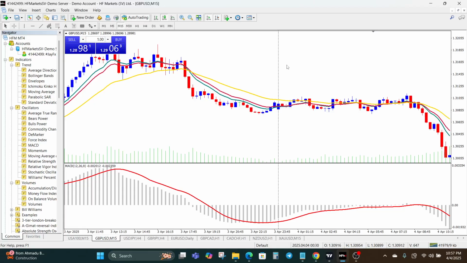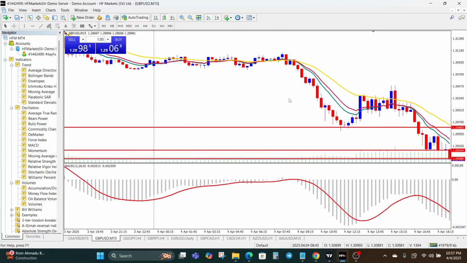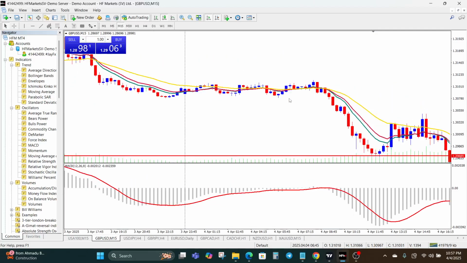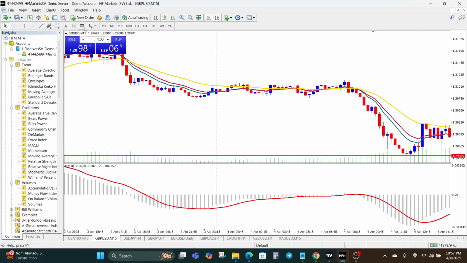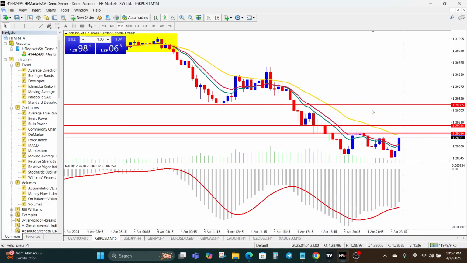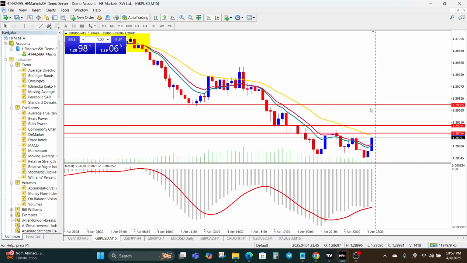Now, a few pro tips for you. Avoid trading this strategy during low liquidity times. Okay? When there is low liquidity in the market, just avoid using this strategy. This strategy should be used during periods of high liquidity. And always check for key support and resistance levels before entering. All right, it's important. Combine it with session timing for more accurate results.